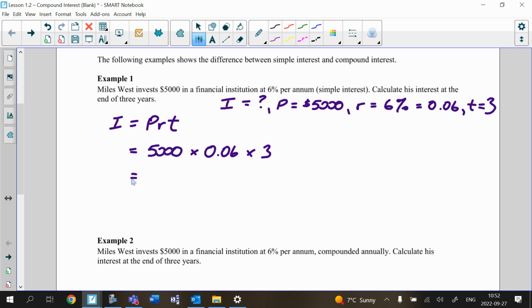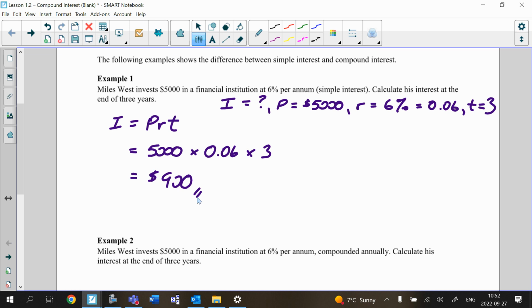And then once we calculate that, I've got it here, we would get $900. Or basically, he would earn $300 a year. But you could calculate the interest at the first year as 300, then 300, then 300. He makes the same amount of interest every year.